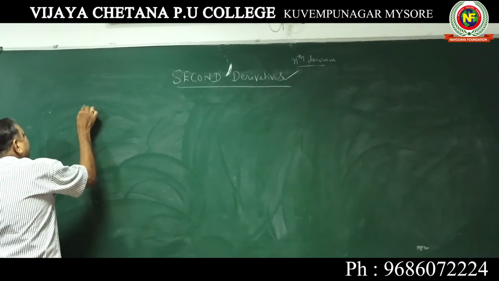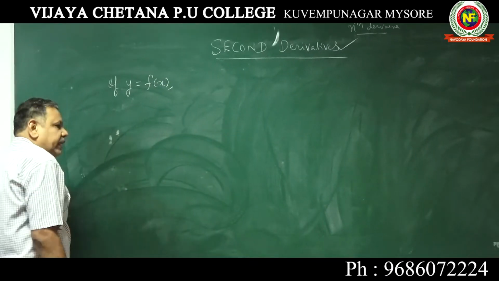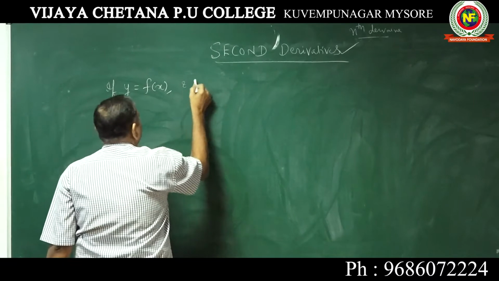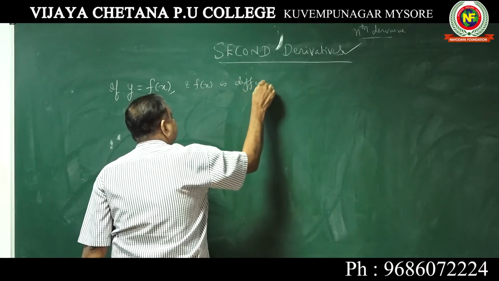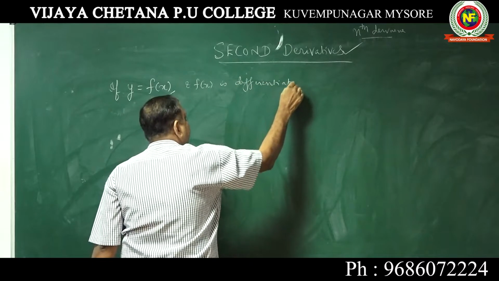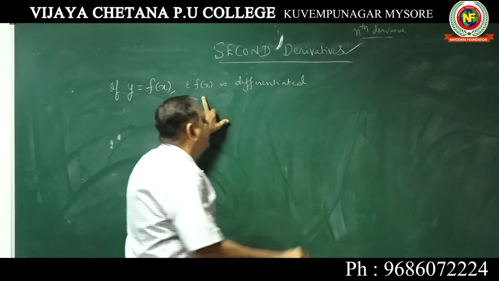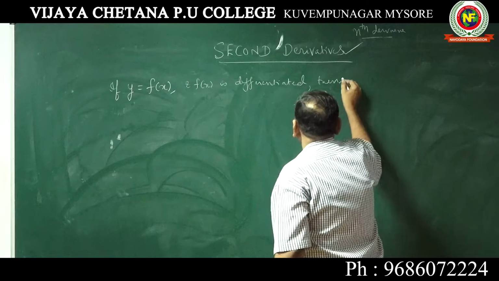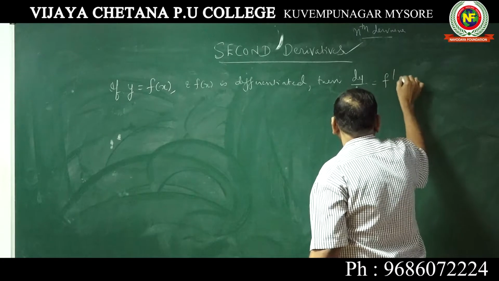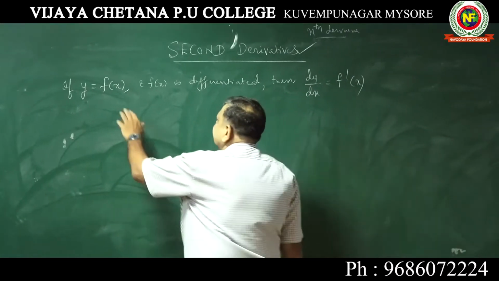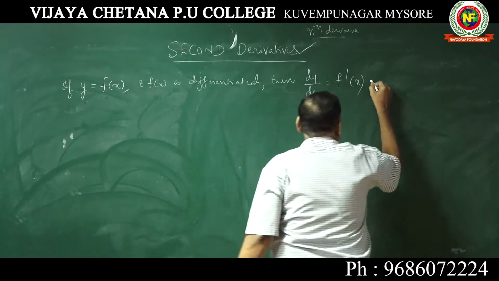Please take this down correctly. If y is equal to f(x) and f(x) is differentiated, then dy by dx is equal to f dash x. We call it the first derivative. F dash x, obtained by differentiating, is called the first derivative.